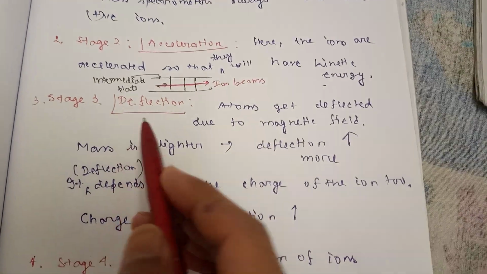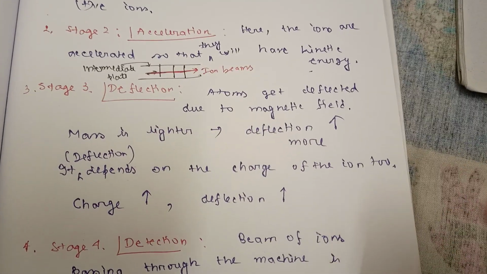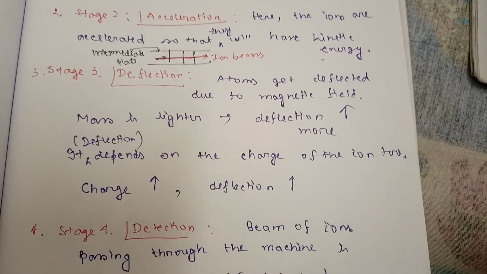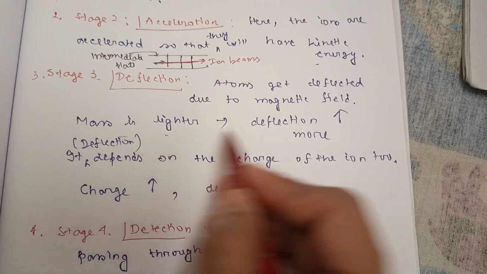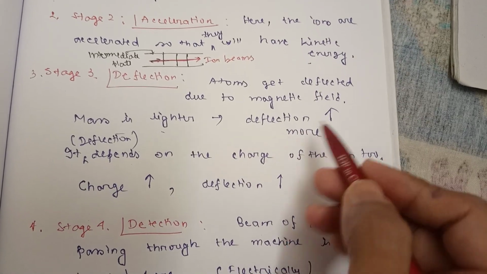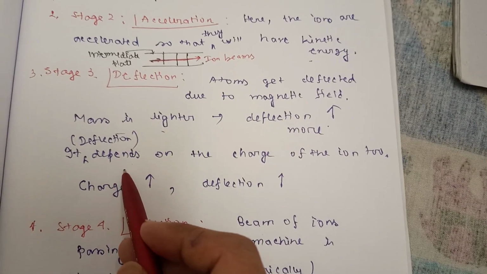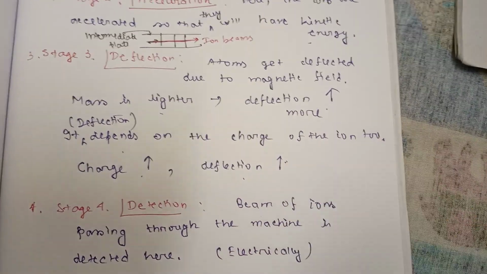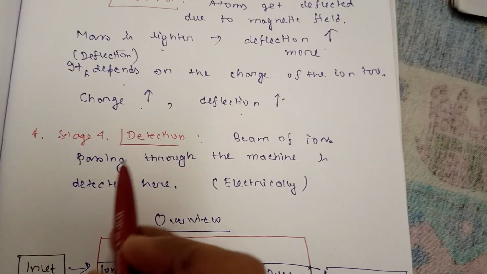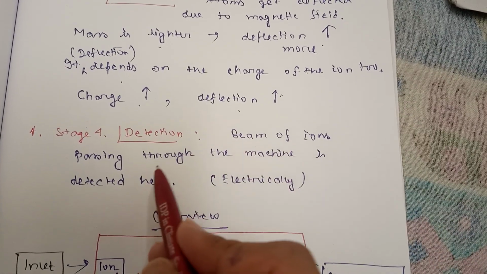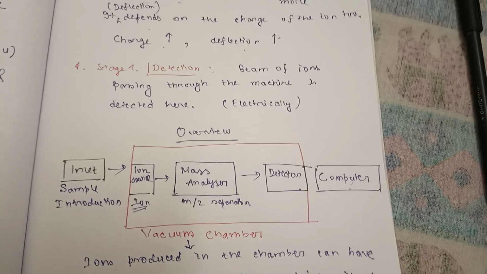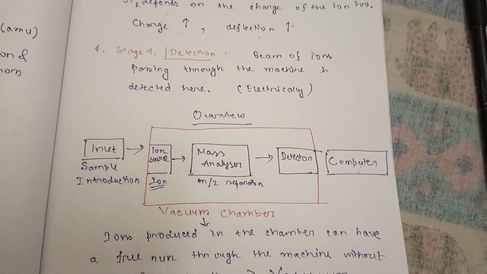Then comes the deflection. It will be deflected by the magnetic field by different amounts. It will depend on the mass of the ion. Mass is lighter, that means deflection is more, and also the charge of the ion. Charge is more, that means deflection is more, correct? And finally there will be detection. The beam of ions passing through the machine will be detected here. So this is the overview of a mass spectrometer.